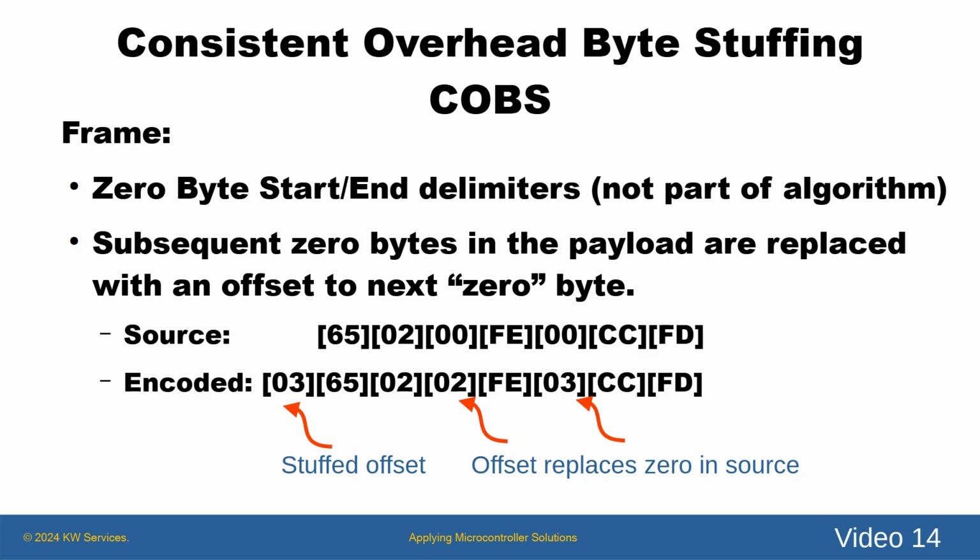COBS is only the algorithm for the encoder and decoder. In this example, the encoded byte array is only 1 byte longer than the source. Using the HDLC algorithm, an escape byte would have been inserted before the bytes FE and FD, making the encoded string 2 bytes longer.